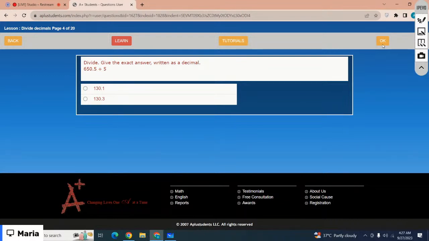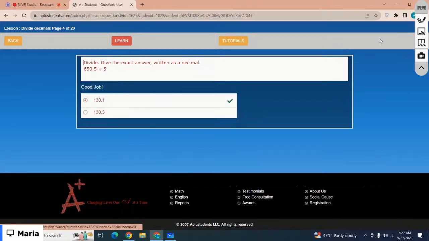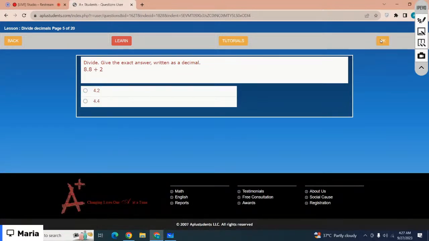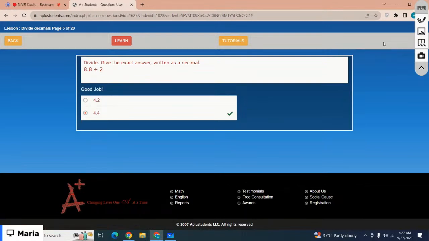That is 130.1, right? The correct option is 130.1. Okay, 8.8 divided by 2 equals, yes, that is 4.4. So the correct option is 4.4.